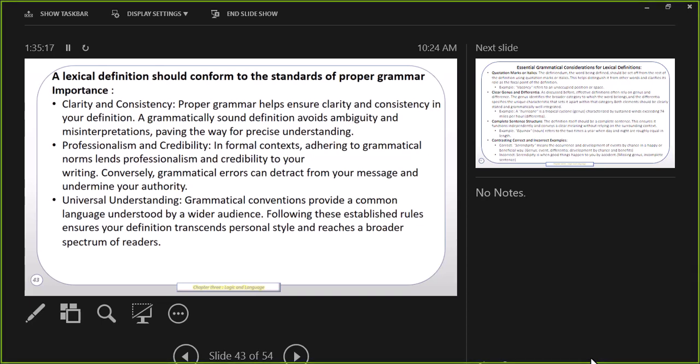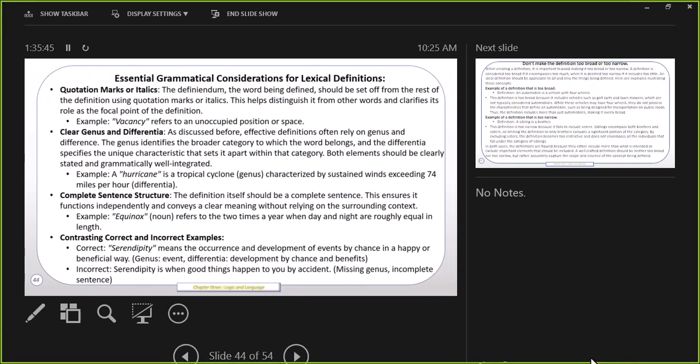In our proper or formal writing, we are required to put the definiendum under inverted commas and to clearly point out those 3 elements: species, difference, and genus term, and to get rid of basic grammatical errors from our definitions. Adhering to grammatical norms lends professionalism and credibility to your writing and speech. Essential grammatical considerations for lexical definitions: clear genus and difference, complete sentence structure, and quotation marks.